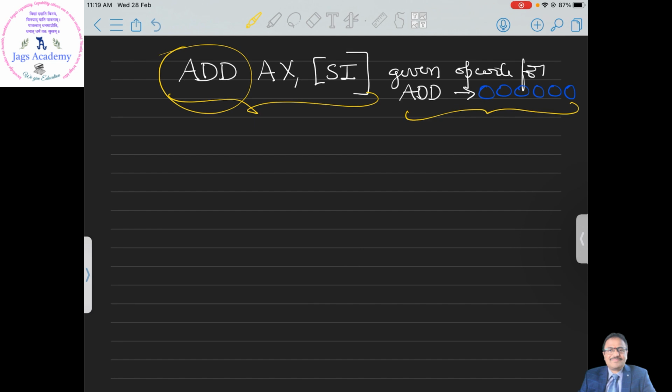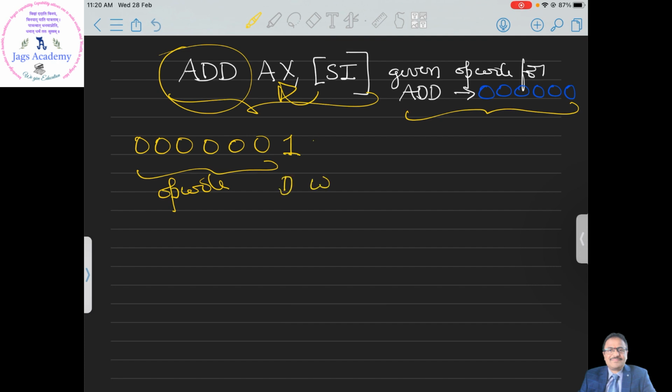As usual, in your conversion into machine instruction, first comes the opcode. The opcode is 0 0 0 0 0 0. This is the opcode given. The D bit is definitely going to be 1 because data is going to the register. And your W bit is going to be 1 because it's a 16-bit operation, which is the register.